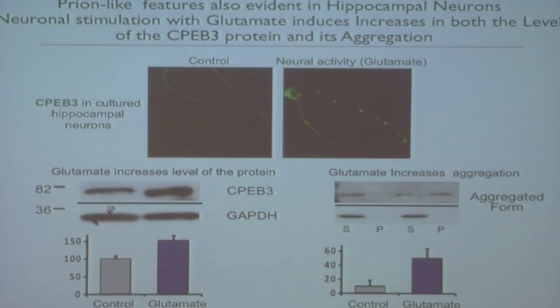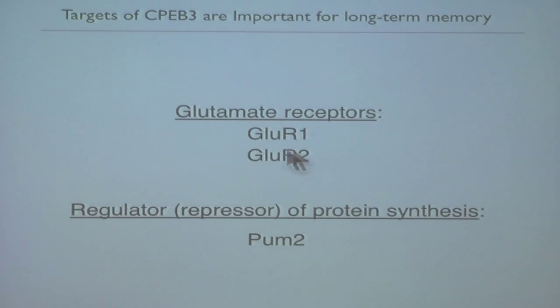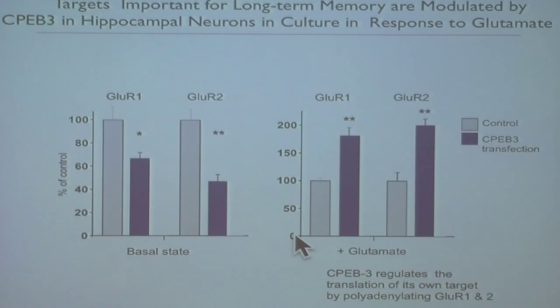Moreover, if you look at hippocampal neurons in culture, you see that if you give glutamate, the excitatory transmitter for LTP, you see aggregate formation in the processes. You not only increase the level of the protein, you increase the level of the aggregated form. What are the targets for CPEB3? It turns out they're targets that are important for long-term memory, GluR1, GluR2, and Pumilio. And you actually show this, which is quite fascinating. It really confirms what we saw in Aplysia.